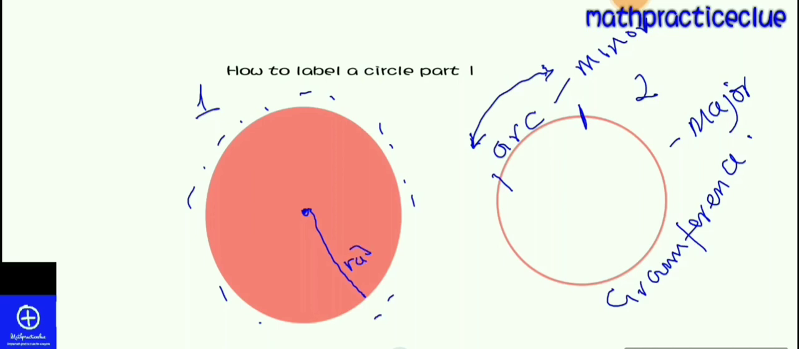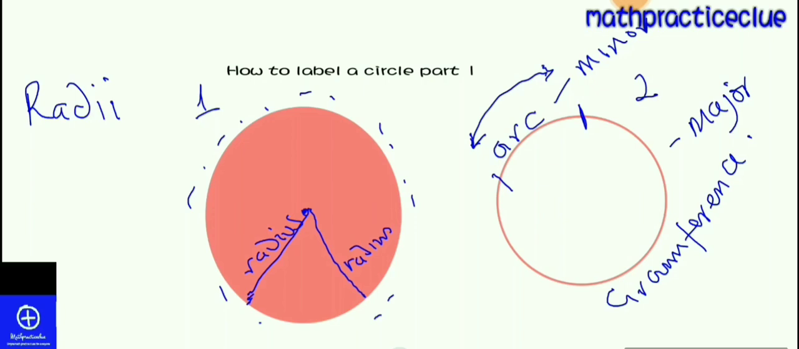If there are two, for example, let me put another one. If there's another straight line here that touches the circumference, you call both of them radii. So this is another radius, and both of them become radii.